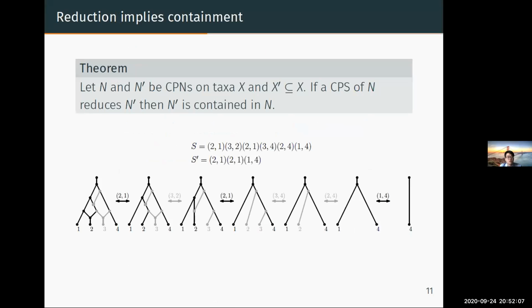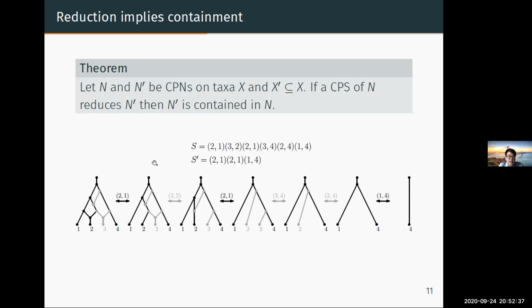So this is one of the main results that we proved in this paper: suppose you have 2 networks and they're both cherry-picking networks, and N is on the taxa set X and N prime is on the taxa set X prime, which is a subset of X. If a sequence of N reduces N prime, then N prime is contained in N.